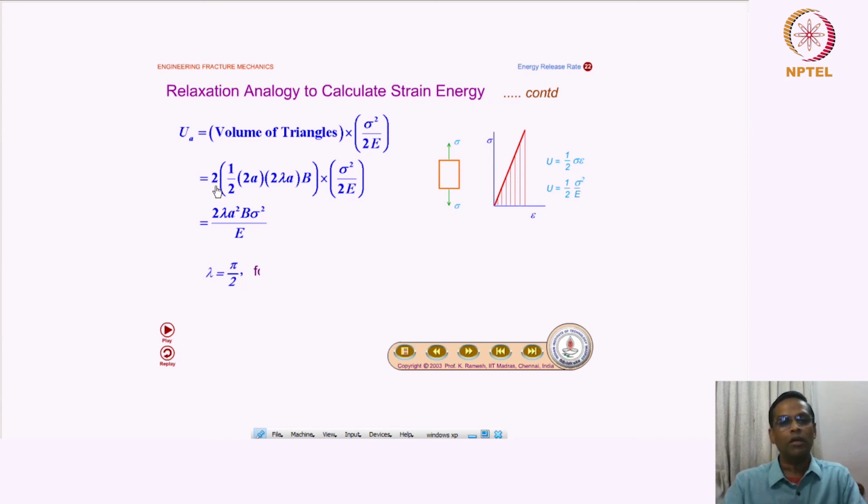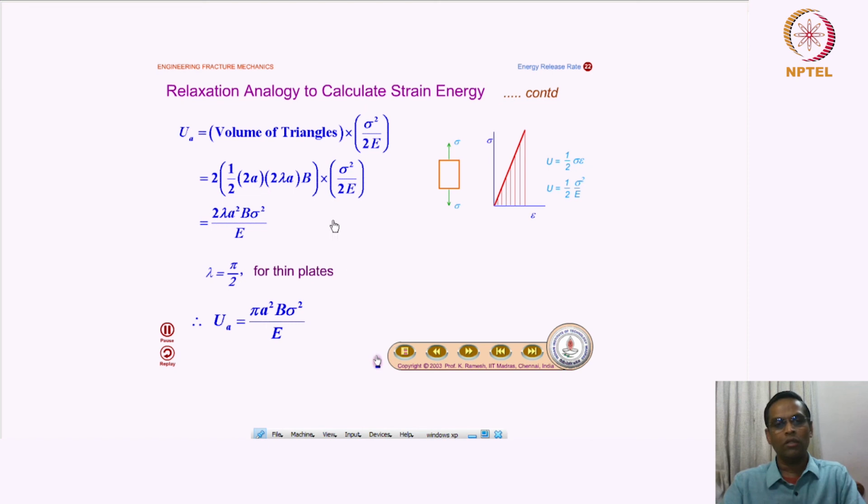2 times this, because there are two surfaces, and the thickness of the plate is B. So you get this expression: 2 lambda a square B sigma square by E, where lambda is equal to pi by 2 for thin plates. This also we will correlate in the later derivation, to show how we justify this.